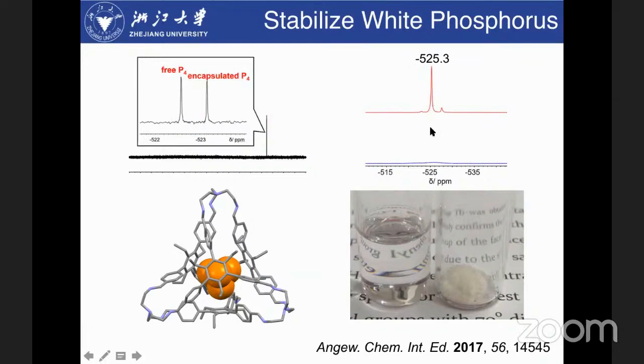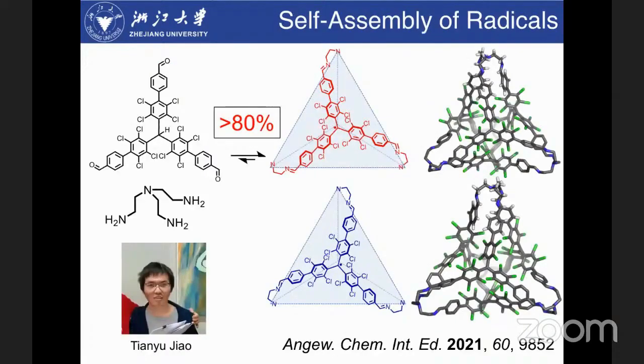Recently, my students used this method to make a cage which contains 4 radicals, and within the microcycle, the 4 radicals can undergo very weak spin pairing interaction, and we published this paper recently.